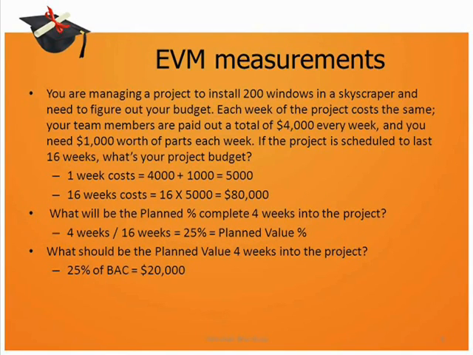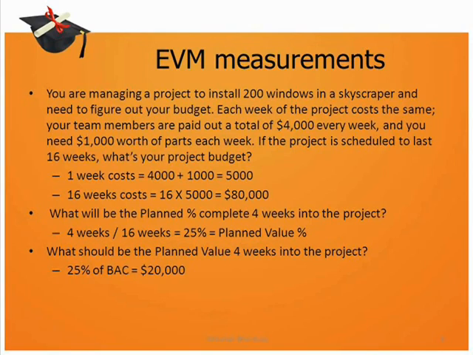Firstly, we need to find out the overall budget of the project so that we can use the formula PV equal to BAC into planned percentage complete to arrive at the planned value 4 weeks into the project. So, as we had discussed before, the total cost per week is $5,000, and since the total scope of the project is 16 weeks, the overall budget of the project is 16 into $5,000, which amounts to $80,000.